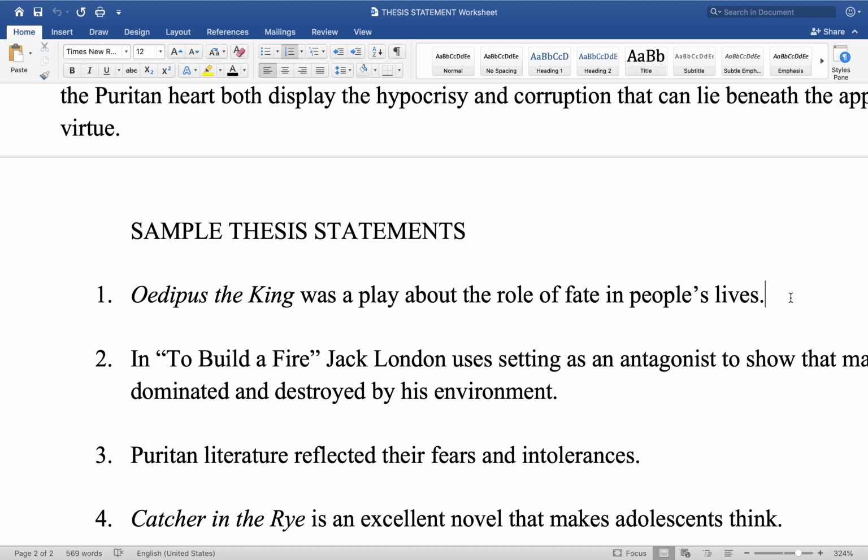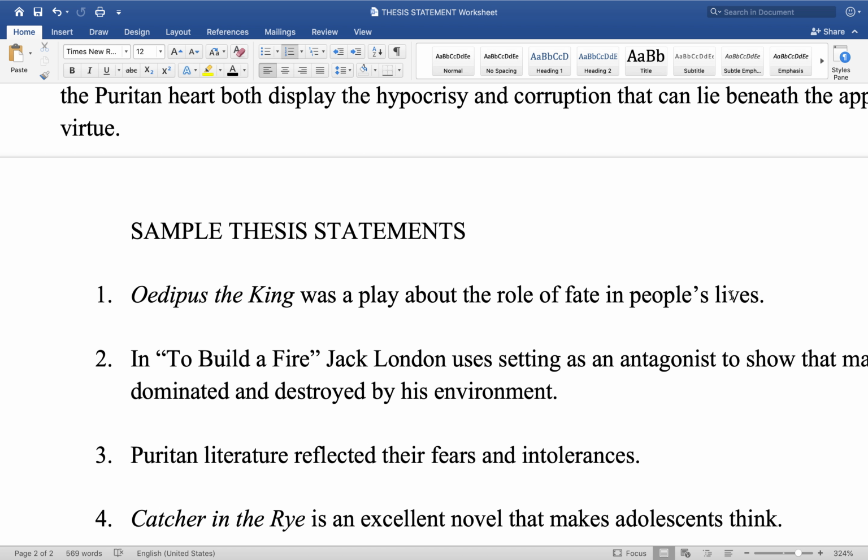You know what this one was? Do you want to know? This one was weak. That's right. Pretty lame. Why? Well, it's got something about fate. This is a thematic topic. That's good, but we don't know what it's saying about it. It says it's a play about the role of fate in people's lives.